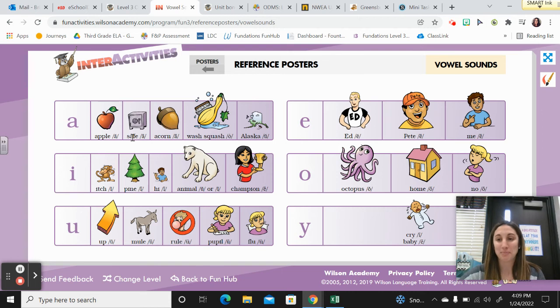A, safe, A. Acorn. A, wash, ah. A, squash, ah. A, Alaska, ah. E, Pete. E, me. I, pine, I. Hi. I, animal, uh. I, champion, E.